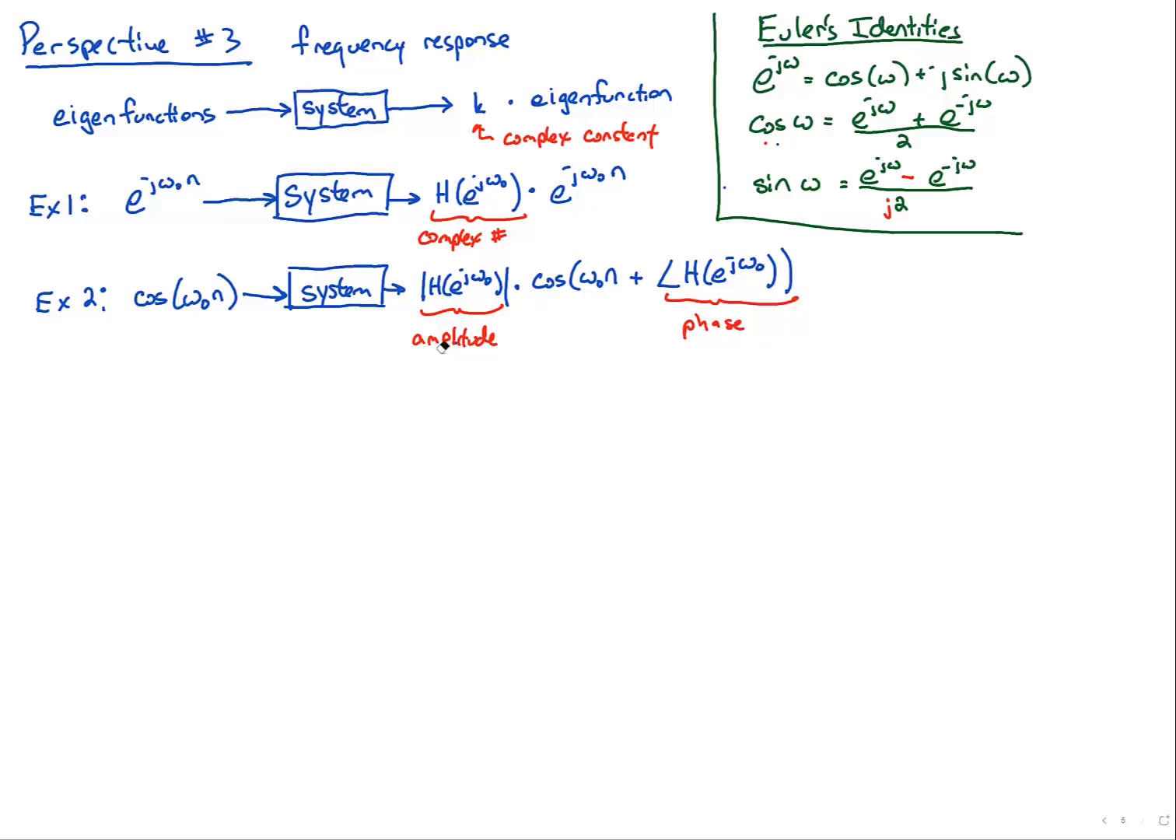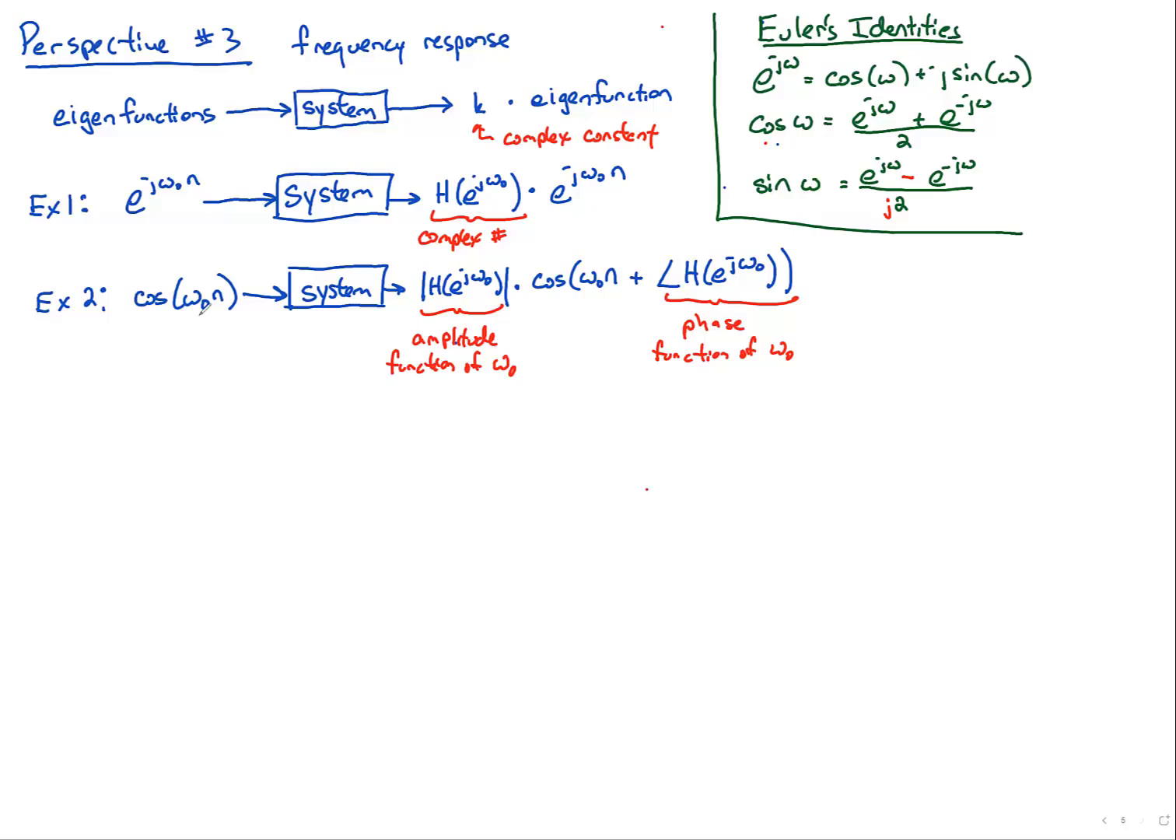And so this is an amplitude, and it's a function of our frequency. And this is a phase, and it's a function of our frequency. And you know from continuous time that you can make any kind of signal at all as a sum of these cosines of different frequencies.